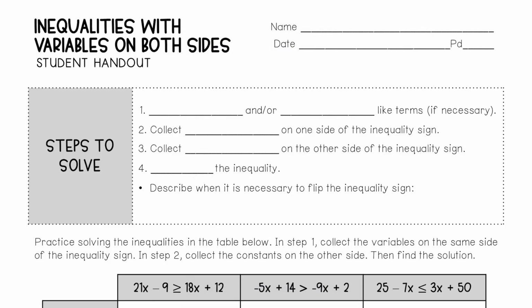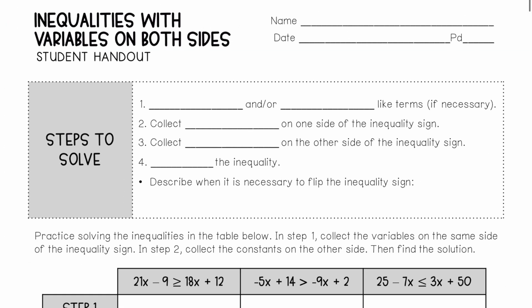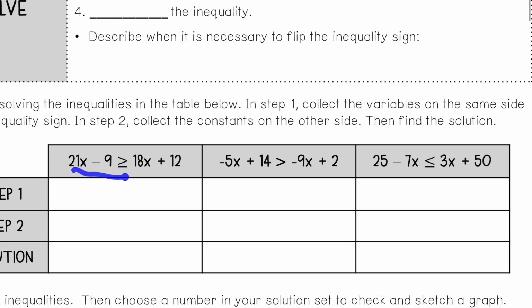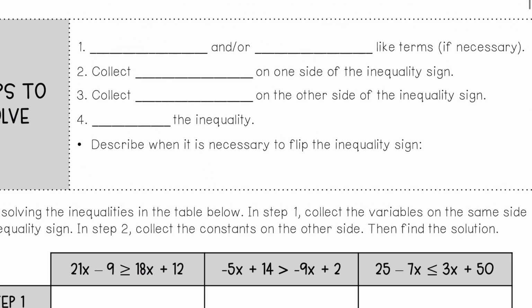So for today, we're going to be talking about how to solve inequalities with variables on both sides. There's a couple steps to it. It's essentially the same as solving regular equations. However, we are changing out the equal sign for an inequality, which just means greater than, less than, or equal to, and things like that. But the steps are going to end up staying the same.